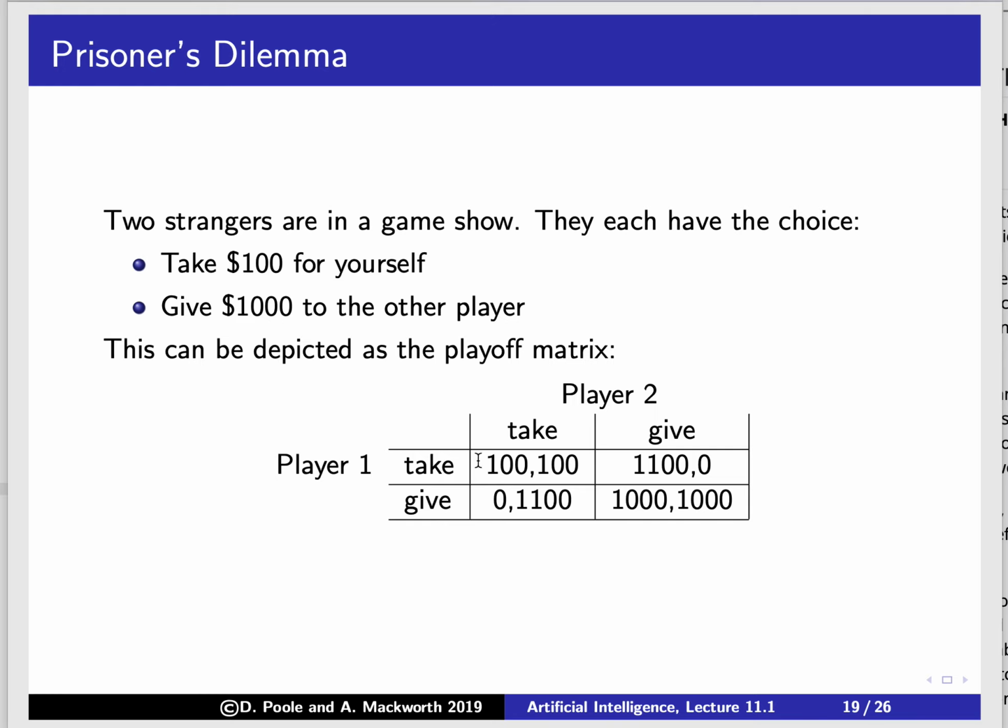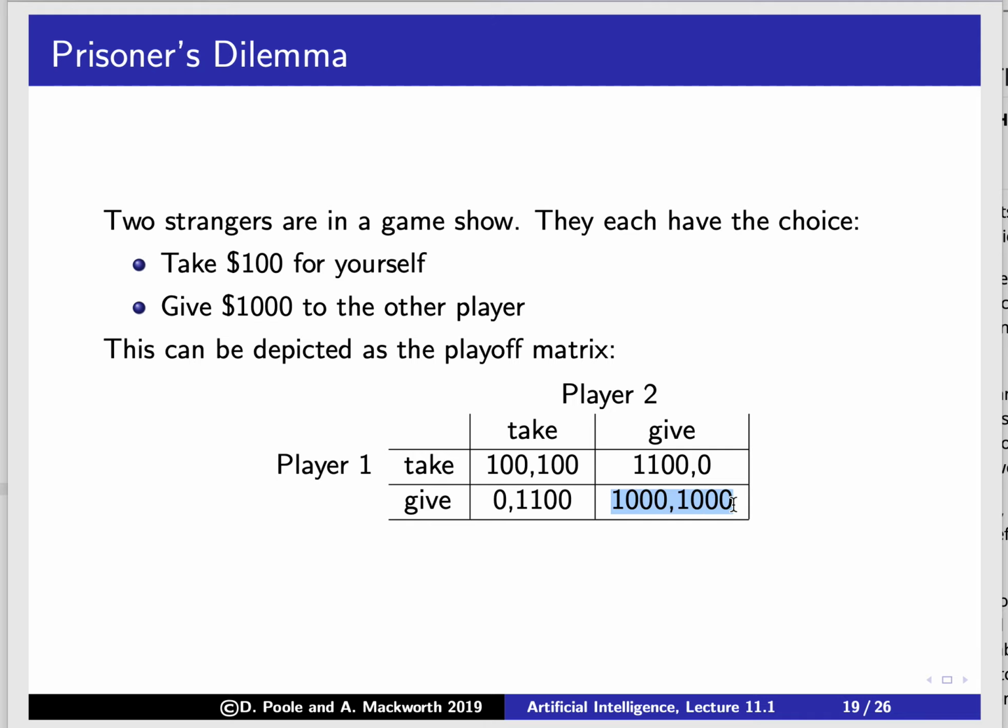If they both take, they both get $100. If they both give, they both get $1,000, right? But if player 1 gives and player 2 takes, then player 1 gets 0 and player 2 gets $1,100. And here, again, if player 1 takes and player 2 gives, then player 1 gets $1,100 and player 2 gets 0.